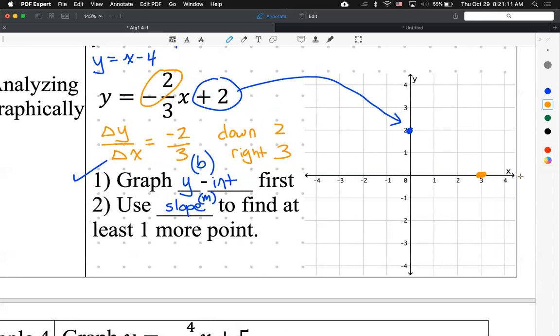I can do the reverse of that too. Instead of doing down 2, right 3, I can do up 2, left 3. Up 2, 1, 2, left 3, 1, 2, 3. And I can get a third point to make it even more accurate. And then graph the line that goes through those.